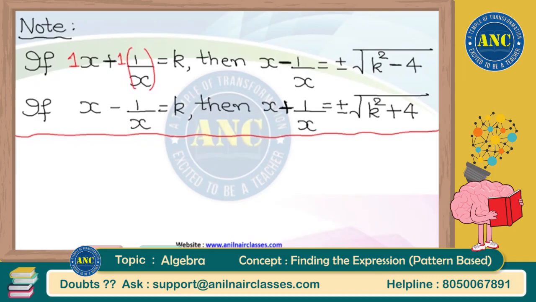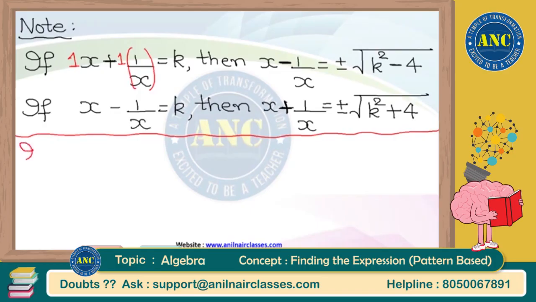That means the coefficients of x and 1 by x are other than 1. Let the coefficient of x and 1 by x be 2. Let them be 7, something like that. Or let the coefficient of x be 5, but the coefficient of 1 by x is not 5, it is some other constant like 9, for example. How can we solve that problem?